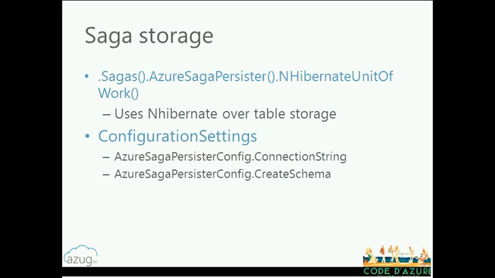So this is the configuration that you need to do for table storage. You have to enable sagas first. It's a .Sagas method. And then you have to specify which persister you want to use. It's called Azure Saga Persister. And then this is a little bit quirky, but you also have to specify an NHibernate unit of work. That's something that will be changed, I hope, even before we release version 3, because I don't want the user to have to specify that. There's no real point.